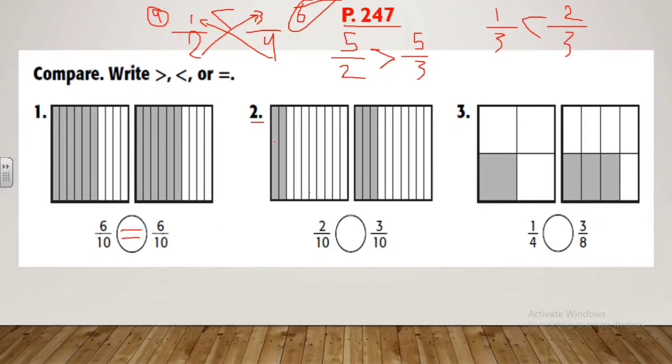Okay, let's see number 2. Here we have 2/10 and on the other side we have 3/10. Well, we have equal numbers in the denominator. So what does that mean, guys? That means we will look up. And when we look up, it's normal. What do we mean by normal? It means big number, big fraction. So here we have 2 and on the other side we have 3. So 3 is greater than 2. Super.